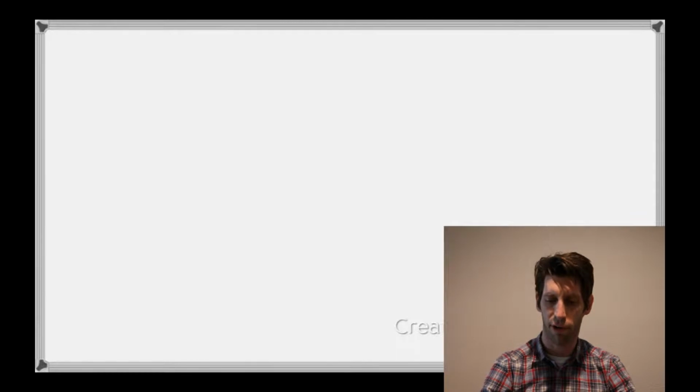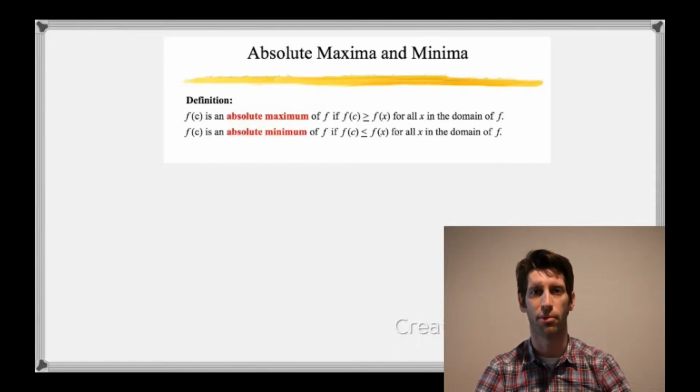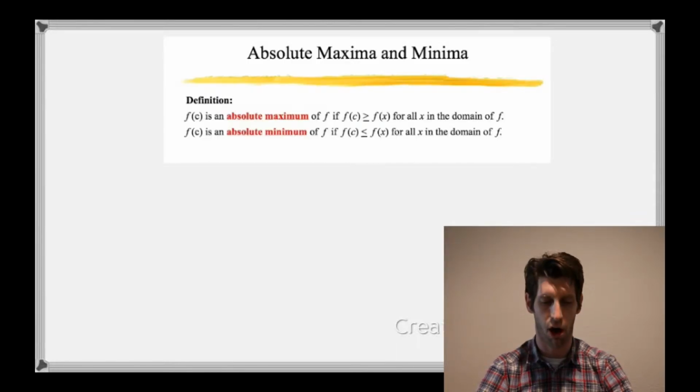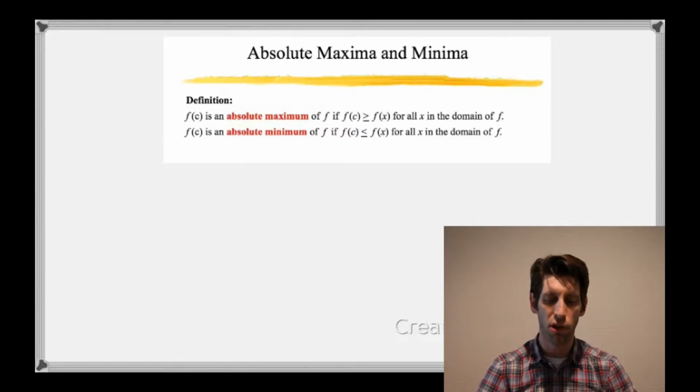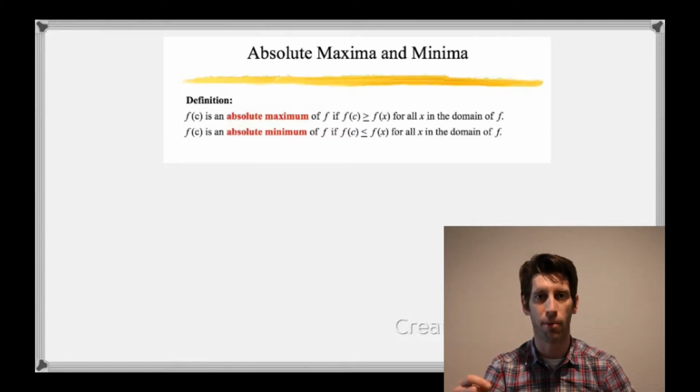So we're going to start off here with the definition of absolute maximum and minimum of a function on a specified interval. f of c is called an absolute maximum of f if f of c is greater than or equal to f of x for all x in the domain of f. You'll notice here that an absolute maximum is a y value. It's a y value that occurs at a particular x value.